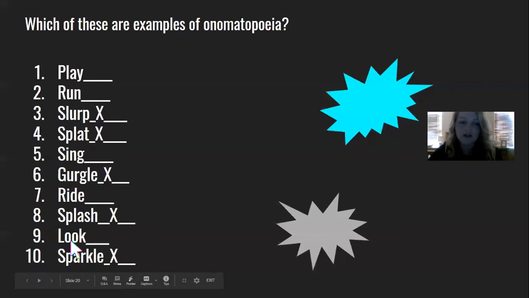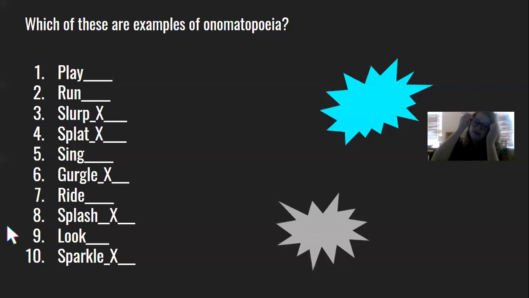What about the word look? Look is something that you do. It's an action, but it's not making a sound. There's no sound that's made when someone looks, right?